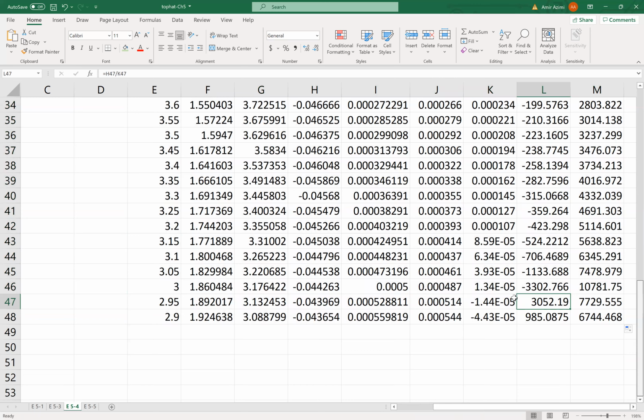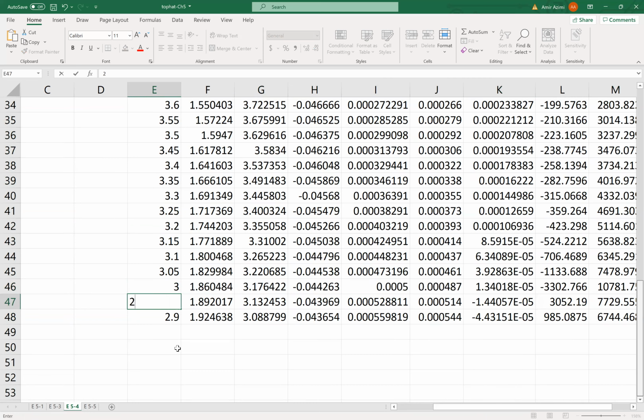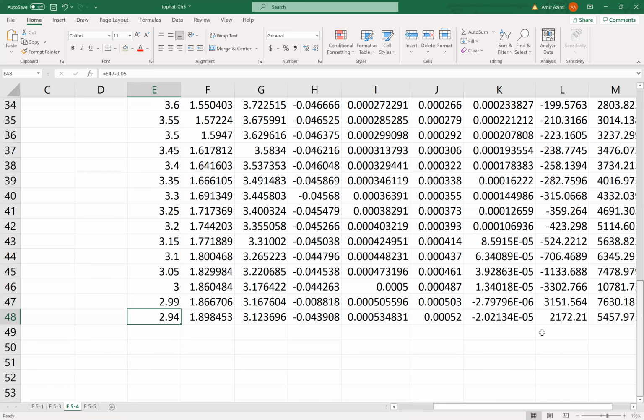Now we get close to 3 meters, and up to there the calculation looks fine. And then after that, when we go below the normal depth, all of a sudden you get a positive value. That's because at normal depth, the longitudinal slope of the channel and the friction slope become equal. Even if I change this one to 2.99, you will see that we are going to get a positive value here. So we need to stop at this point.